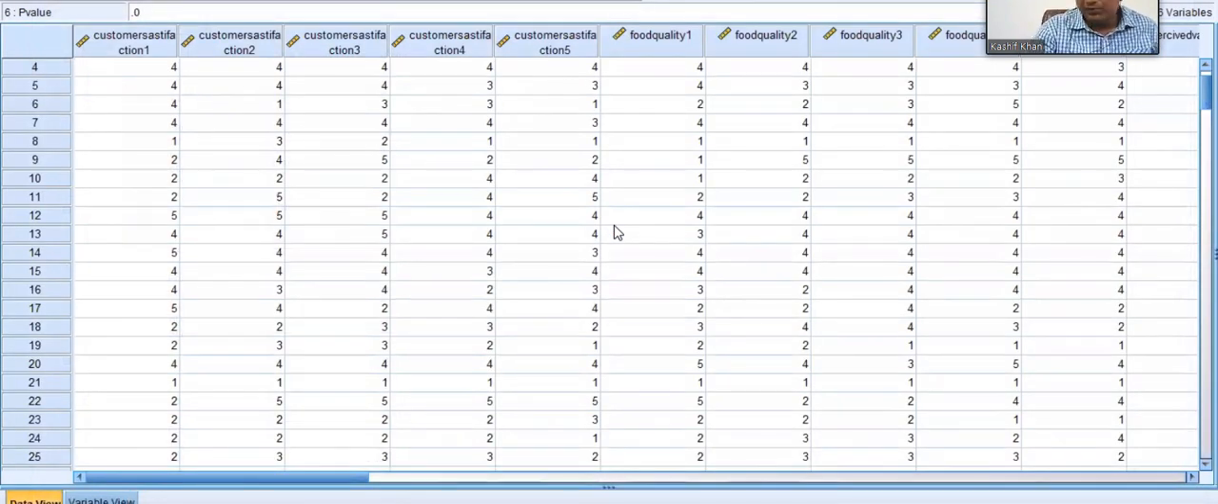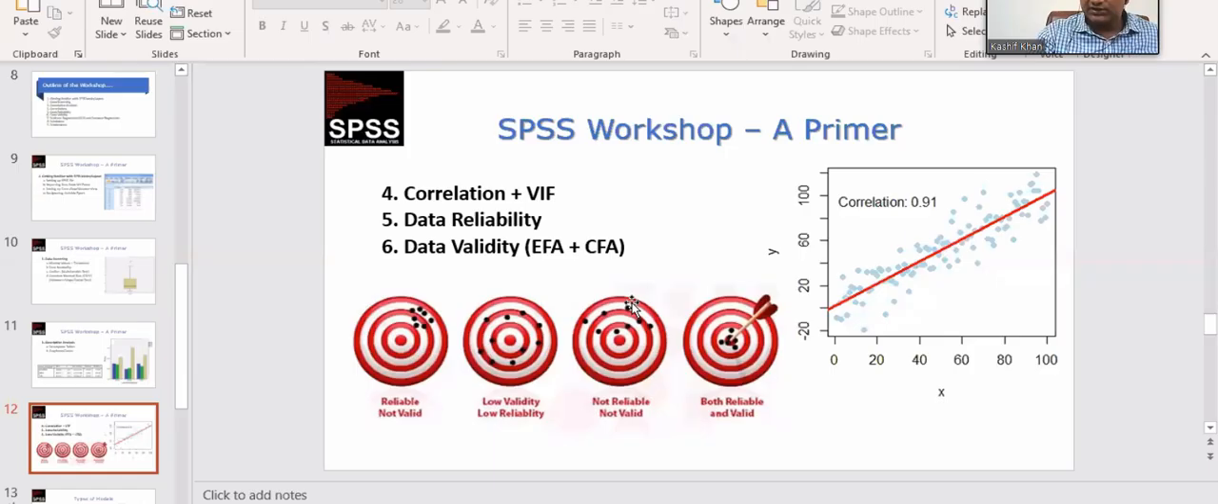But the problem with SPSS is that it will only give you the reliability for Cronbach alpha. To the best of my knowledge, I haven't seen anyone testing CR, composite reliability, on SPSS. Okay, let's move on to the next.